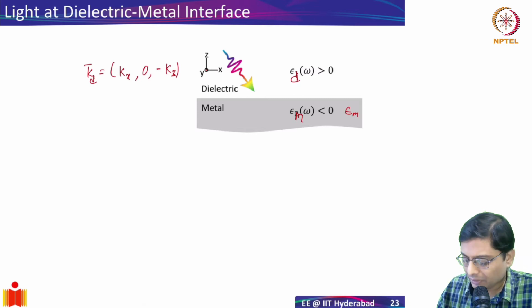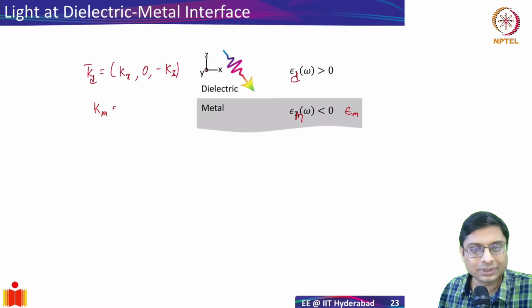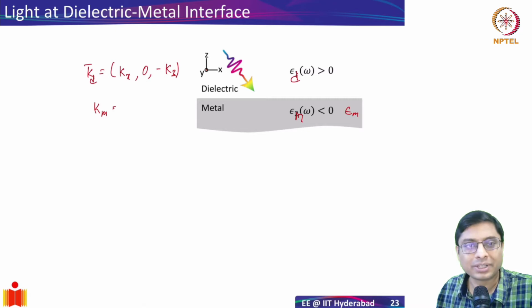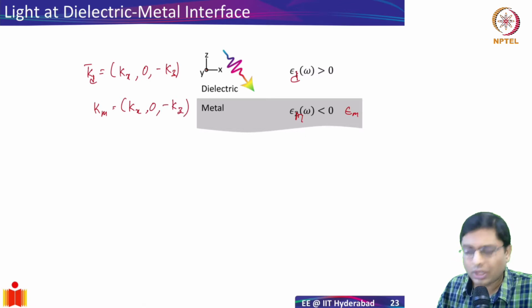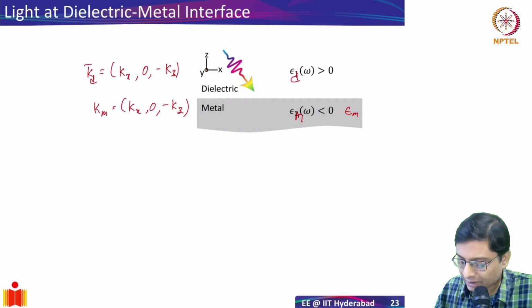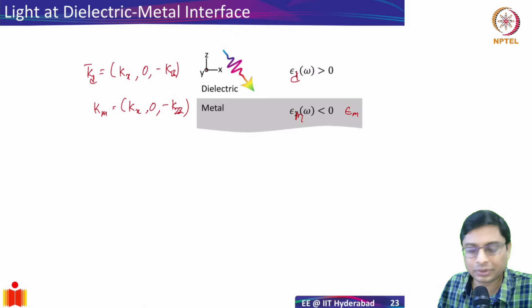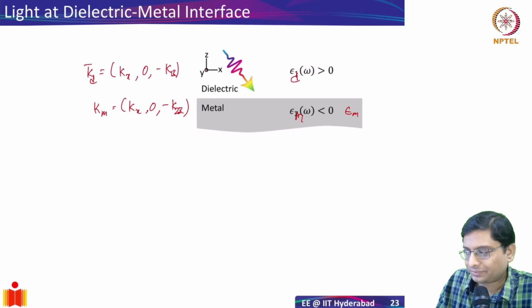And now I can also think of a k metal, which is basically the wave vector in the metal. Because the tangential component of the wave vector has to be conserved, we can write it as kx, 0, and now there is a negative kz. Or if you want to make it more explicit, I can write it as k2z and k1z, denoting the wave vectors in those materials.